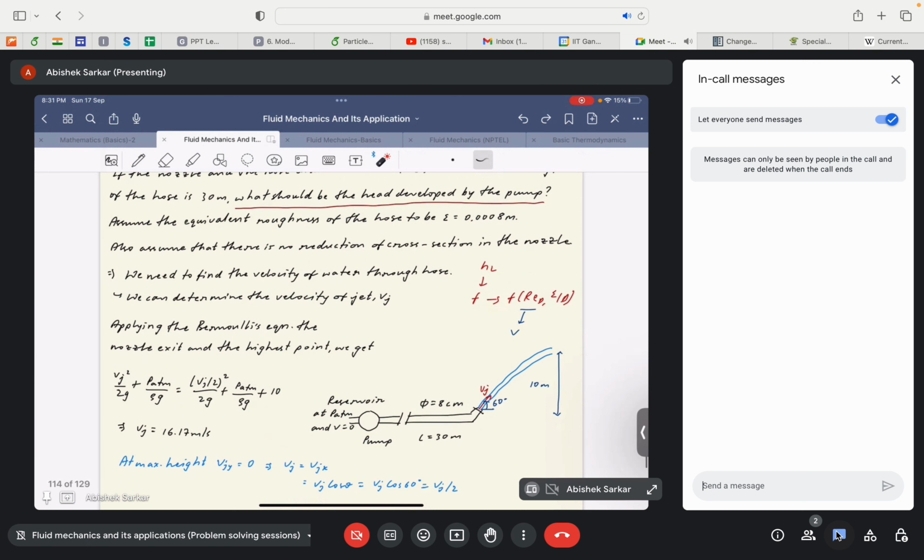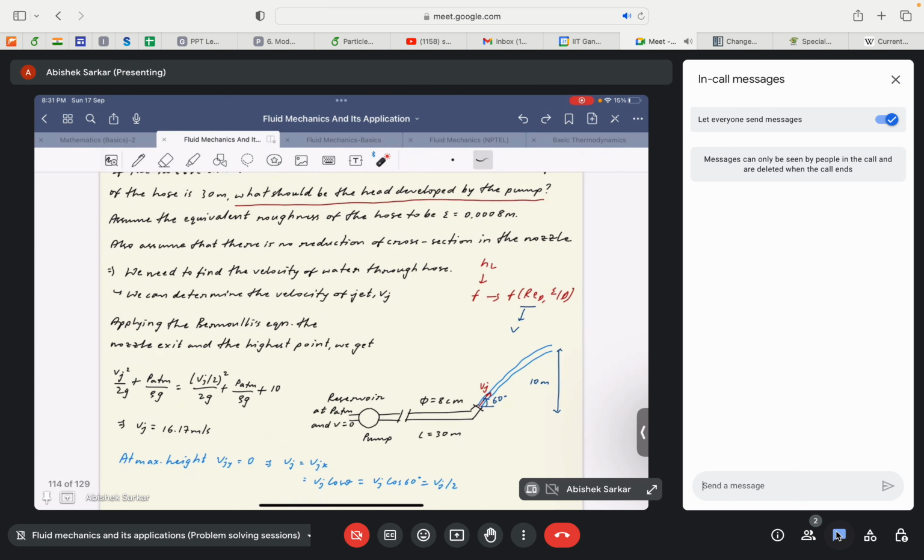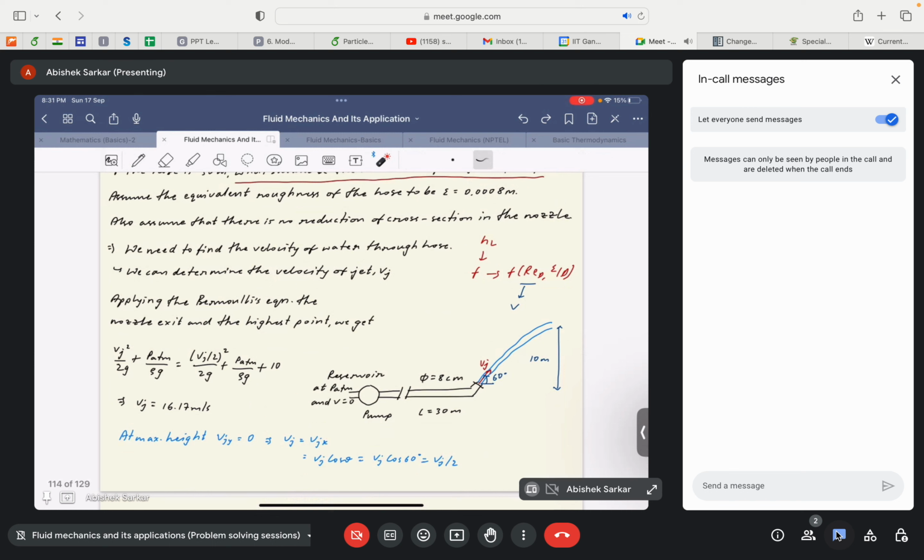Okay, the tricky part is why the velocity at this point is equal to half of the velocity of the jet. It's because it comes from the concept of projectile motion, which I have deduced.